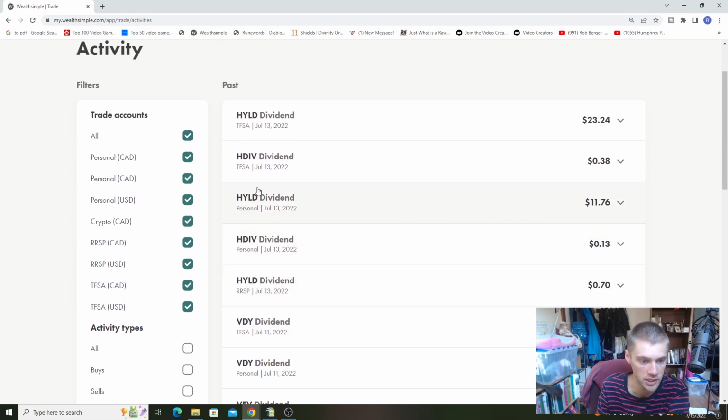And then HYLD and HDIV, these ETFs I'm starting to invest into more, a small percentage of my portfolio, are starting to bring out these big dividends. So we can see here that HDIV, we got a dividend of 13 cents. We just started that one. HYLD in our personal account, $11, and then in our TFSA, $23.